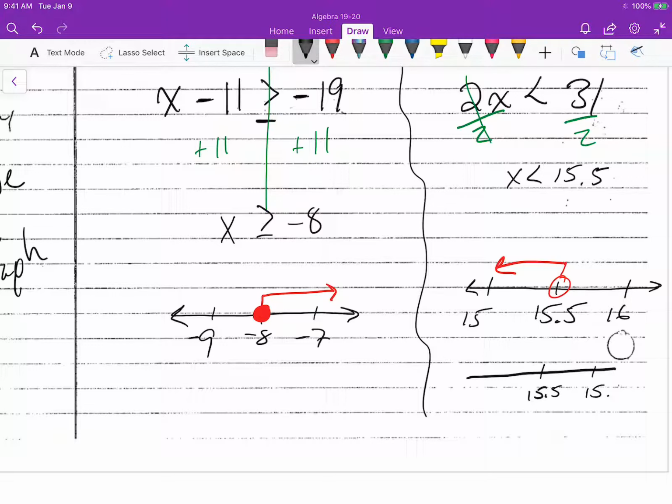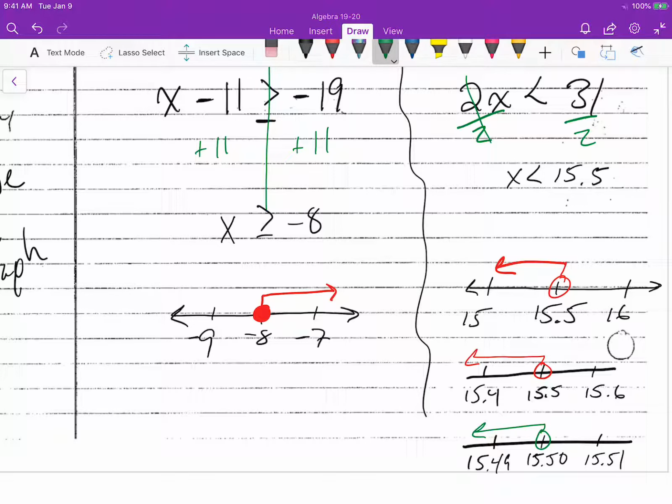Well, 15.6 would be bigger and 15.4 would be smaller, and that would just be a little bit more accurate. Okay. Or you could get even more accurate and say, all right, this is 15.50, this is 15.51, this is 15.49, and you could just keep going more accurate and more precise. But any of those three would be acceptable.